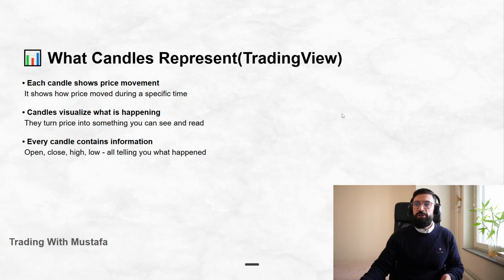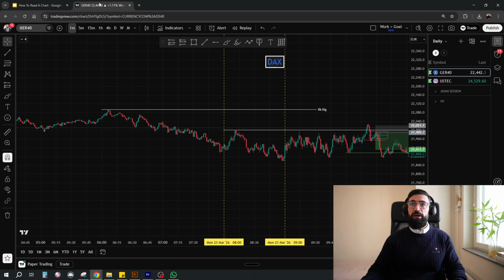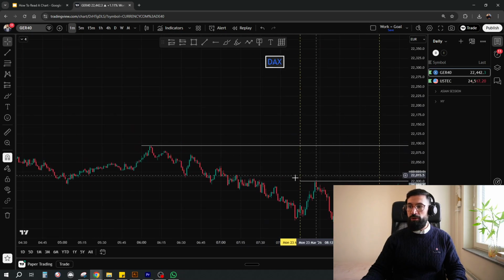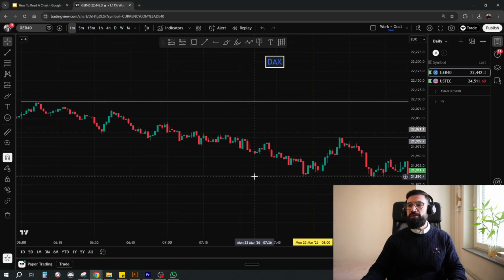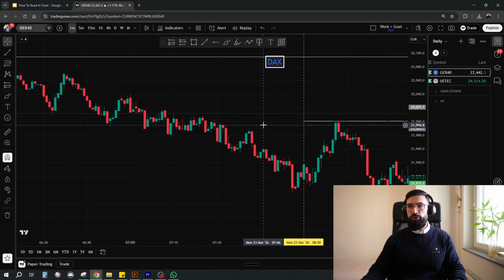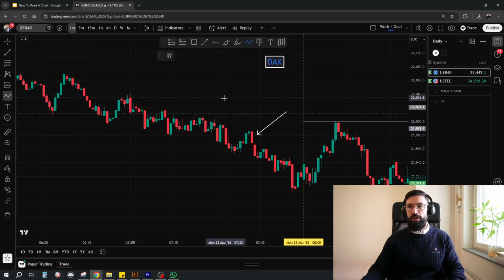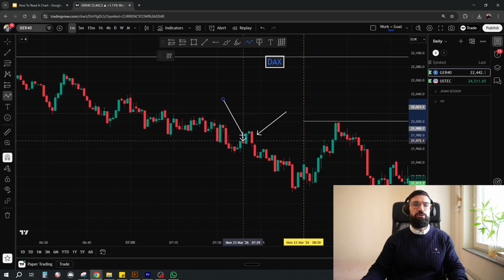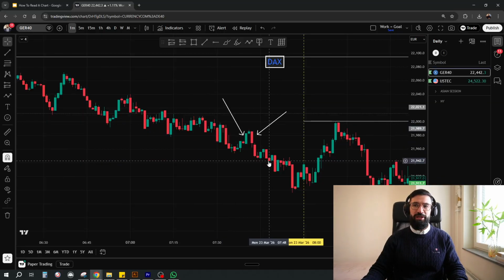All right. So I can discuss all of these things, but I'm gonna jump into TradingView and explain to you what those mean. So the first step is, what do the candles represent? Each candle represents price movement. So you have these different candles. You have the red candles, right? And you have the blue candles right here, right? This is a visualization of what's happening in the market.